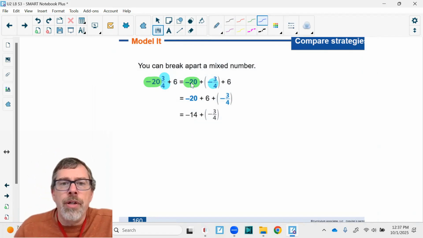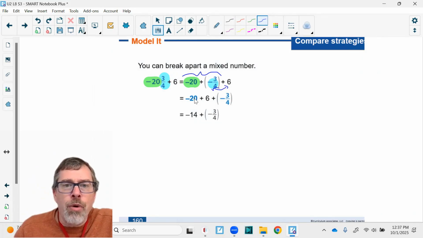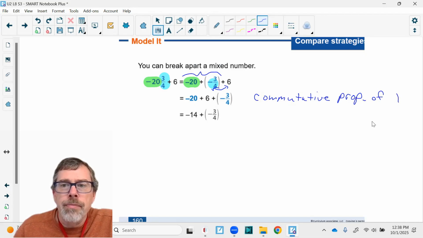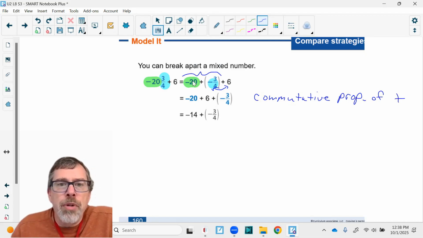Okay, so we have a negative 20 and a negative 3/4 plus 6. So that's all we did in this first step, was separate the rational from the integer. The next step is just flip-flopping, rearranging our order here, and that is called the commutative property of addition. Okay, so all we did was negative 20 stayed where it was, 6 switched places with the negative 3/4. It's still going to equal the same thing.